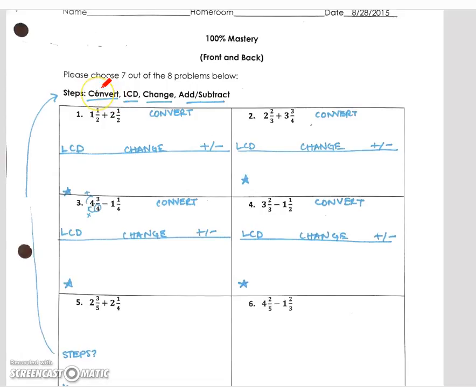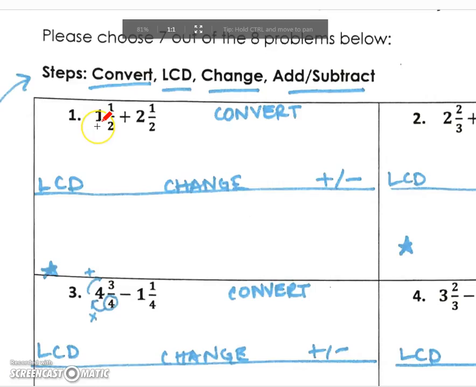The process is to first convert our mixed number into an improper fraction, find the common denominator between the two fractions, change the denominators in the fractions into fractions in which they have the same denominator, and then finally add or subtract depending on what the problem is asking you to do. So let's run through these steps with problem number 1.